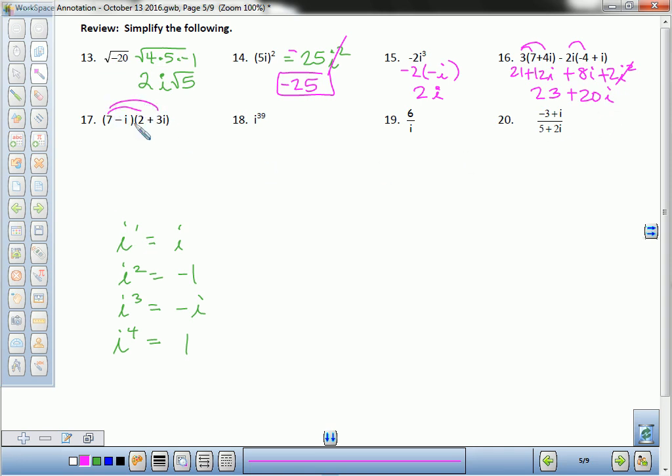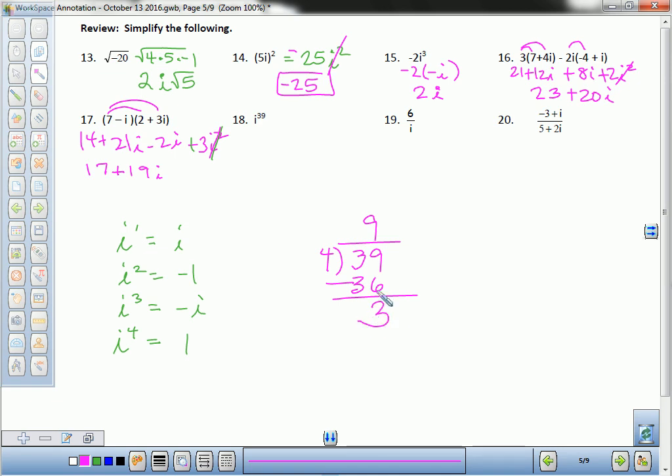All right, here we have to distribute. So we get 14 plus 21i. And then we get negative 2i minus 3i squared. But the i squared makes that a positive 3. So this gives us 17 plus 19i. Okay, powers of i. Powers of i, we divide by 4. We don't care how many times it goes in there. What we care about is the remainder. So i to the 39th is really the same as i to the 3rd, which is negative i.